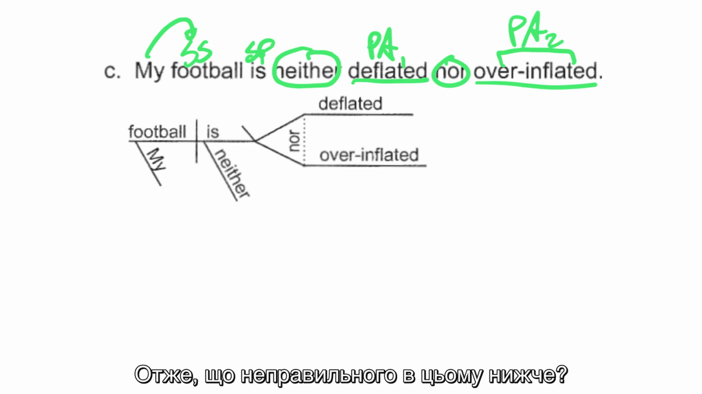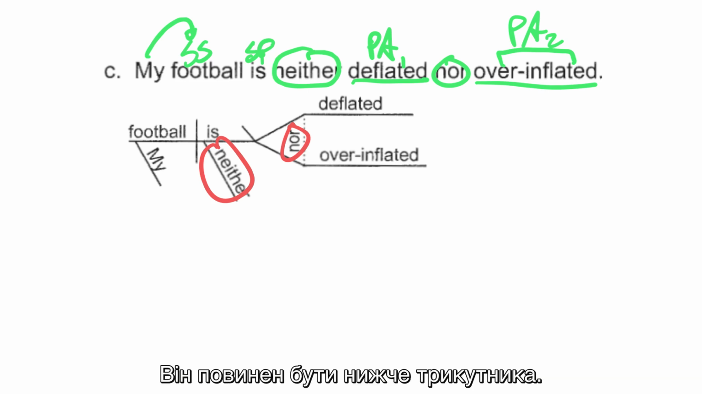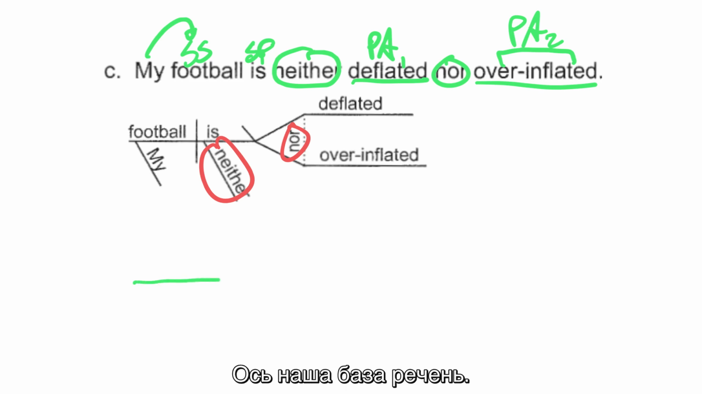So, what is incorrect about this down below? Well, neither doesn't modify is, and nor is inside that triangle. It needs to be below the triangle. So let's diagram this correctly. Here is our sentence base.